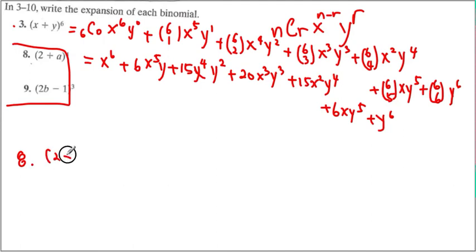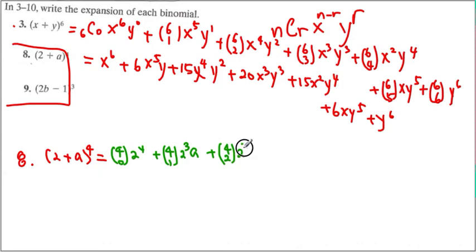Here we have 2 plus a to the fourth power. Now, I'm going to use a different color to express this one. Here, the first one is 4C0, and then 2 to the fourth power, and a to the 0, so I didn't write that up, and 4C1, and 2 to the third and a to the first, plus 4C2, 2 squared, a squared, plus 4C3, and then 2 and here we have a to the third power, and plus 4C4 and a to the fourth power.